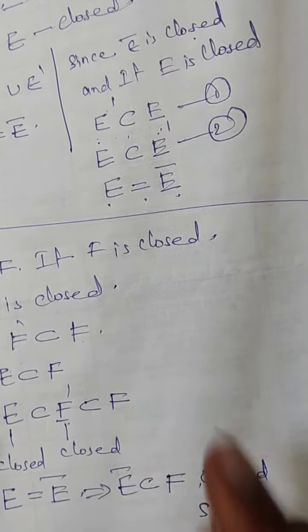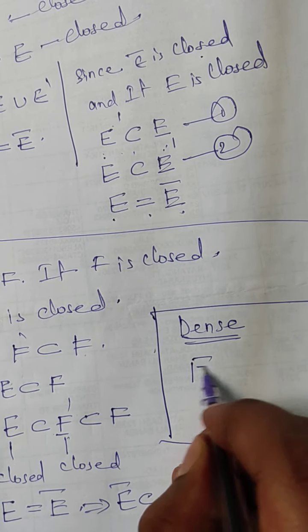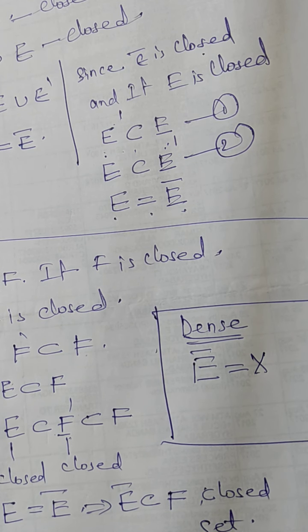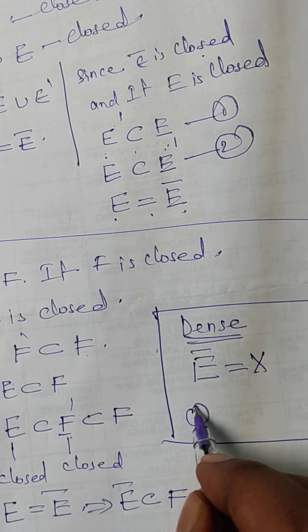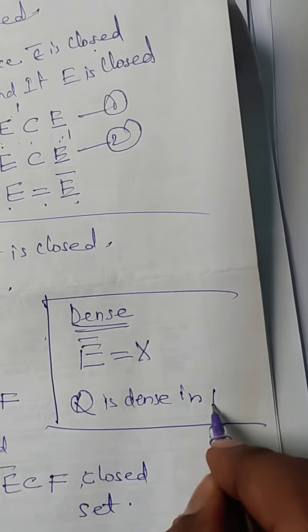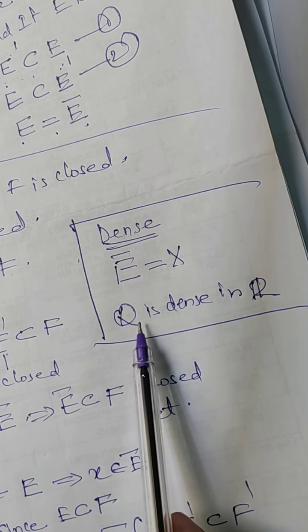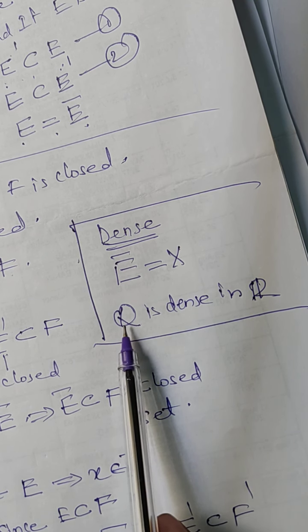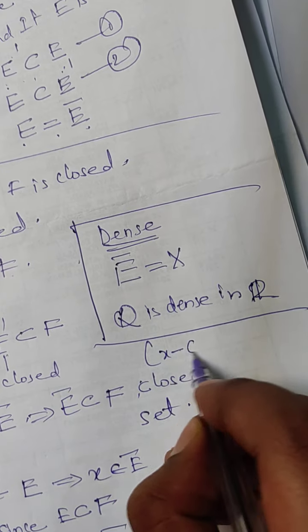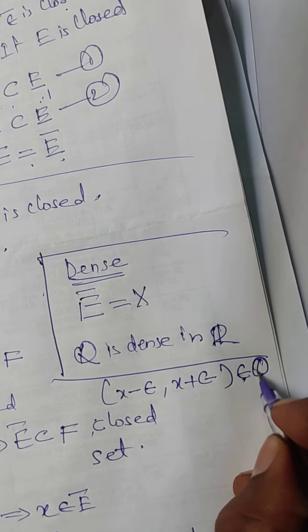And one more thing that I want to add is that we call a set dense when we get E closure equal to X. For example, we can consider the set of rational numbers, which is dense in R. If you consider any epsilon neighborhood of X, X minus epsilon and X plus epsilon, it contains points of Q.